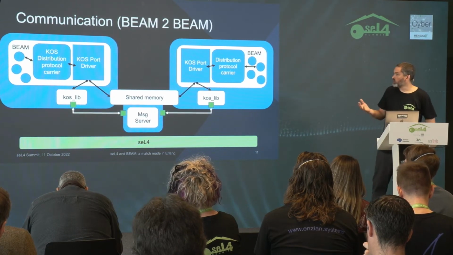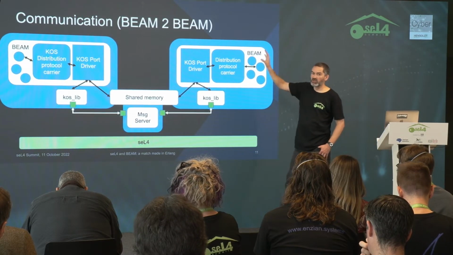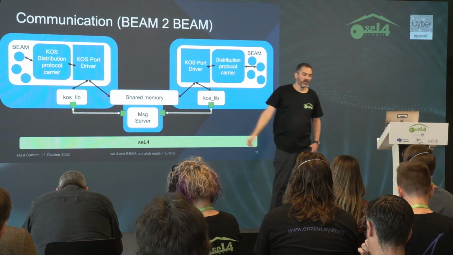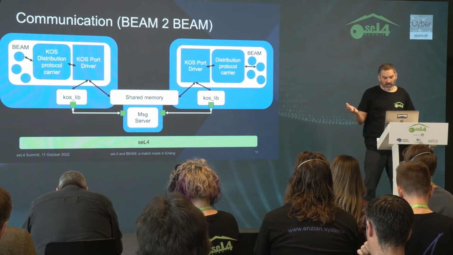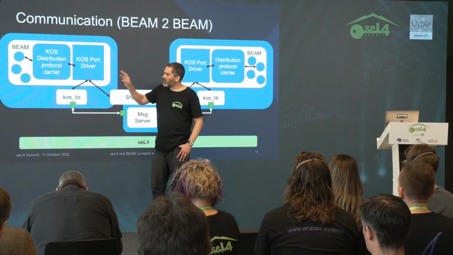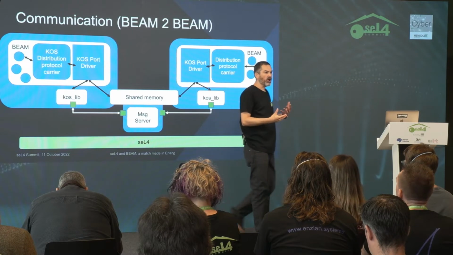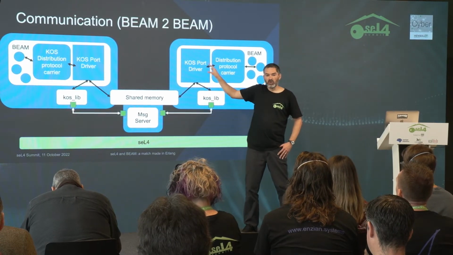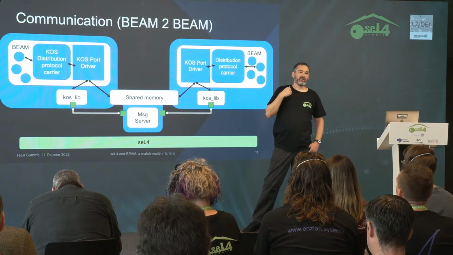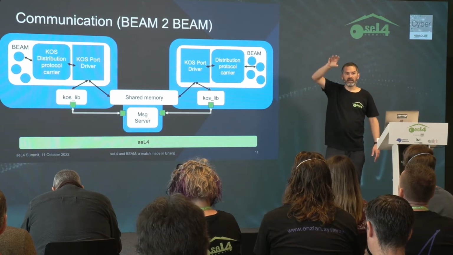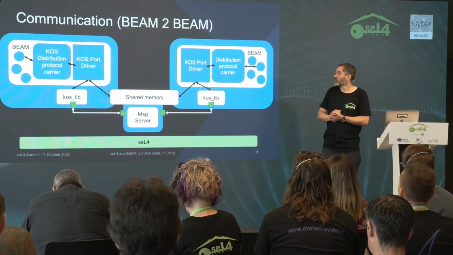The other thing we want to do is, if we have multiple Beam instances running on top of seL4, we want to be able to communicate between those. There's two ways of doing that. Beam implements a distribution protocol, a way for Beam instances on different machines to communicate with each other. That generally works over TCP/IP over a network, and so you can connect Beam machines together and they can communicate.